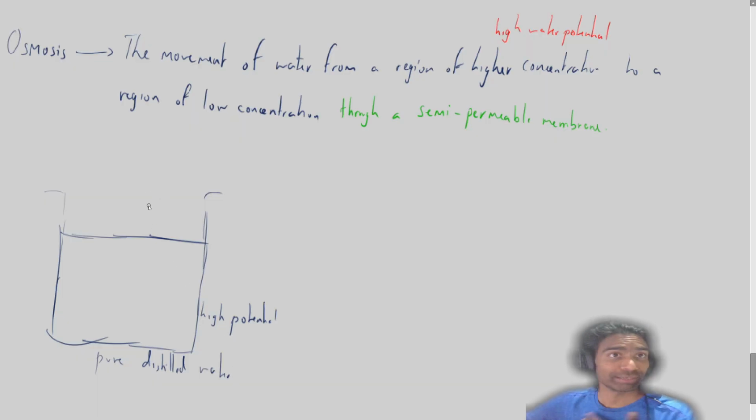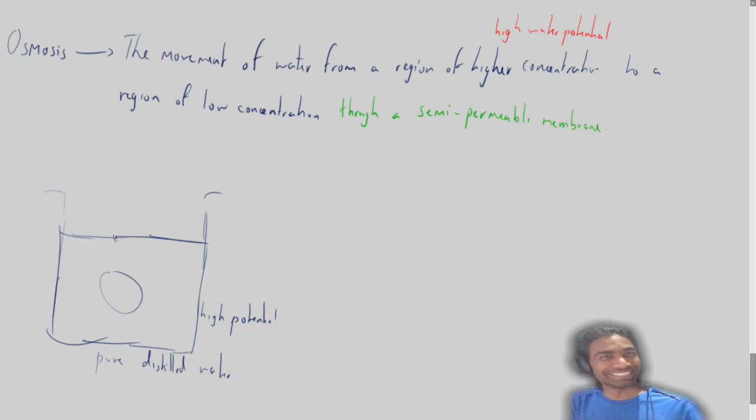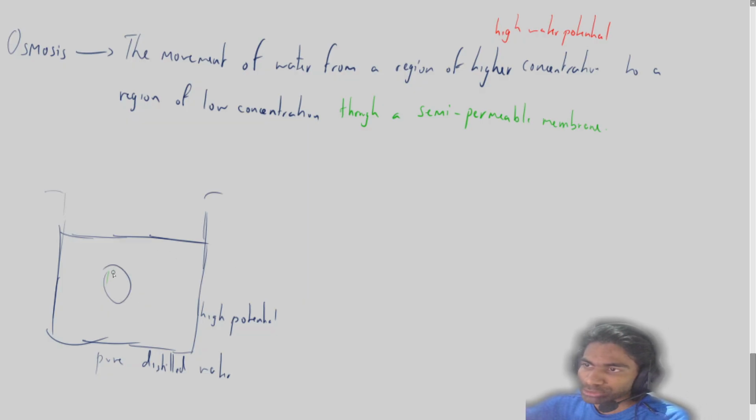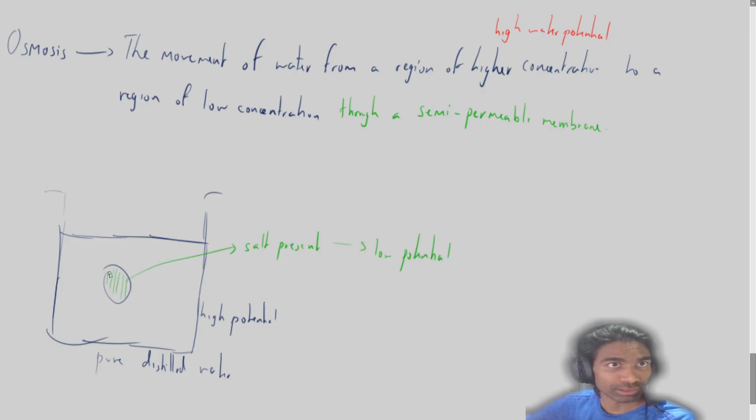Now, if I take one of my red blood cells and I put it into this beaker here, of course I'm exaggerating the size of a red blood cell. Of course it's going to be way smaller than this, but this is to show you what happens. In this red blood cell, naturally in my body, okay, this actually has salt present in it. And because it has salt present, it now has a low potential of water. So this has a lower amount of water.